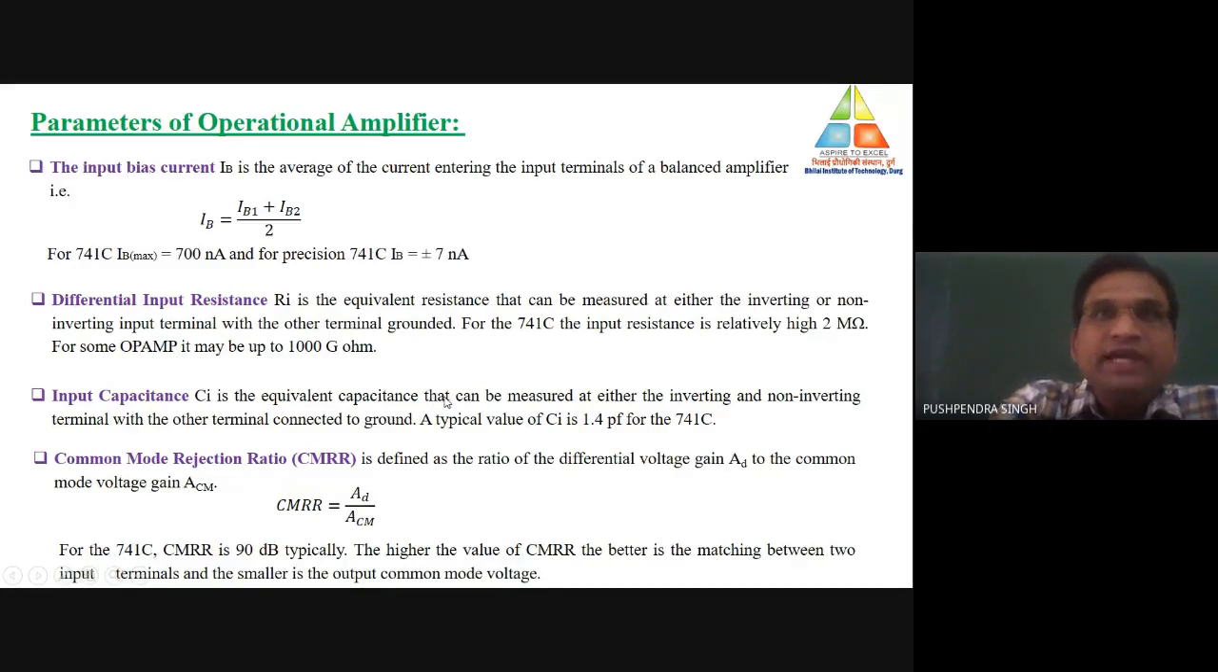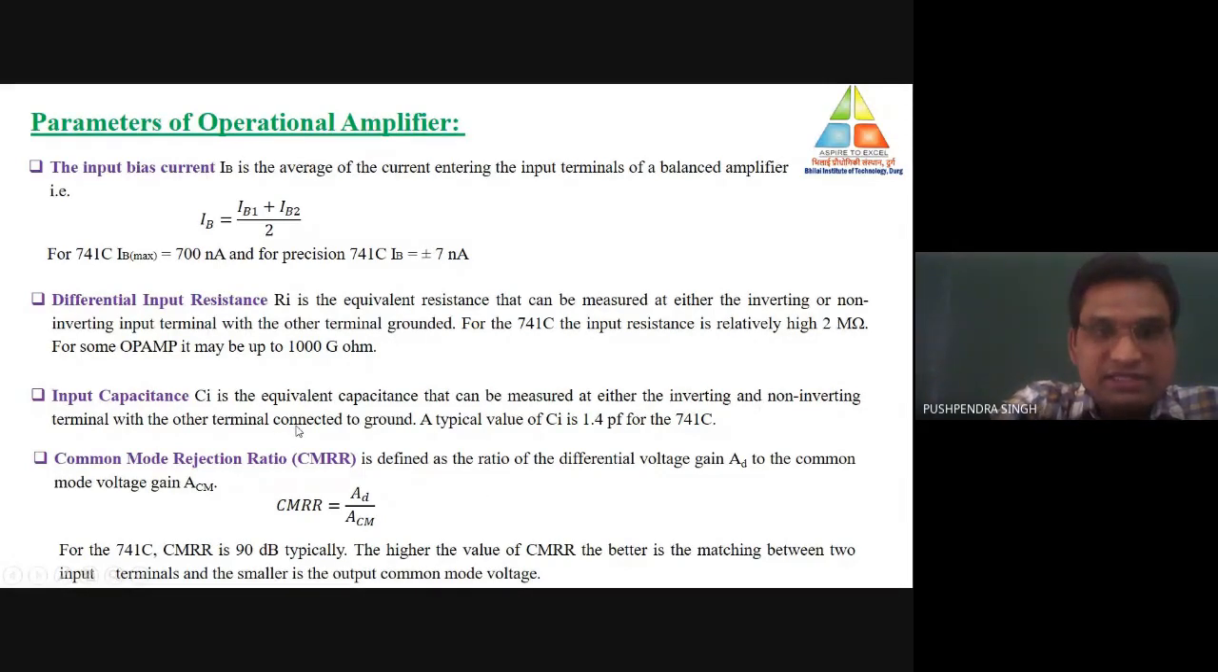Why should it be infinite? Because if the value of input resistance is low, the circuit would suffer from loading. So to avoid loading, the value of input resistance must be very high.